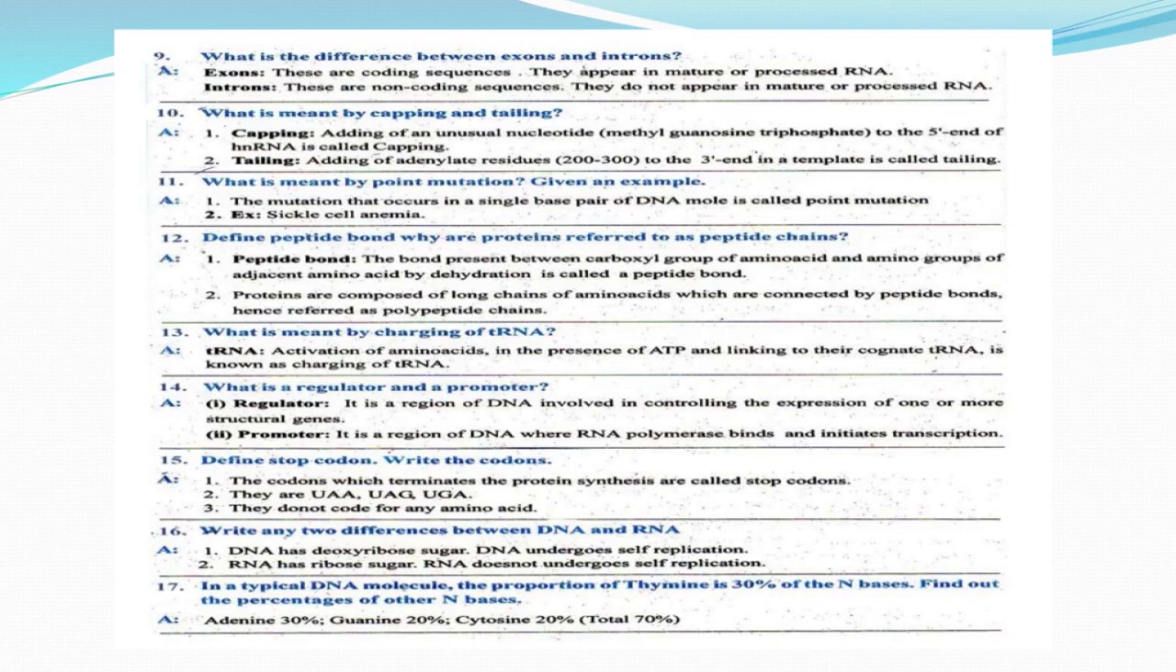Next question is, what is meant by point mutation? Give an example. The mutation that occurs in a single base pair of DNA molecule is called point mutation. Once again, I will repeat the answer. The mutation that occurs in a single base pair of DNA molecule is called point mutation. Example: sickle cell anemia.